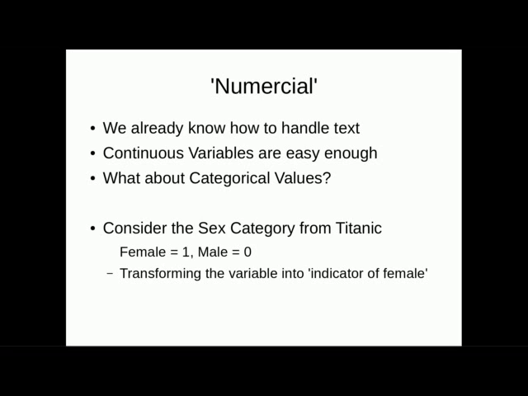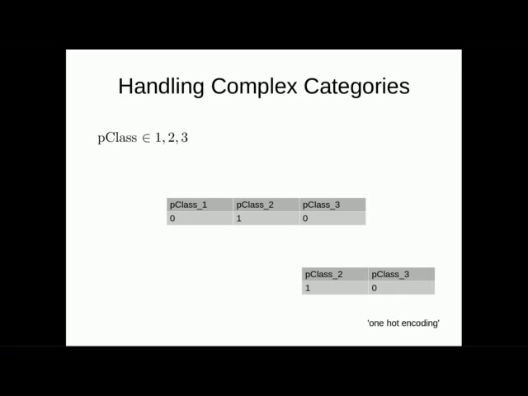There's one thing that makes it a little bit trickier, though, and that's when we have complex categories. Let's go back to the Titanic example again. In Titanic, we also had another variable called passenger class, and passenger class could belong to either passenger class 1, 2, or 3. So then what do we do? We can't just use 0 or 1. It's actually not too bad.